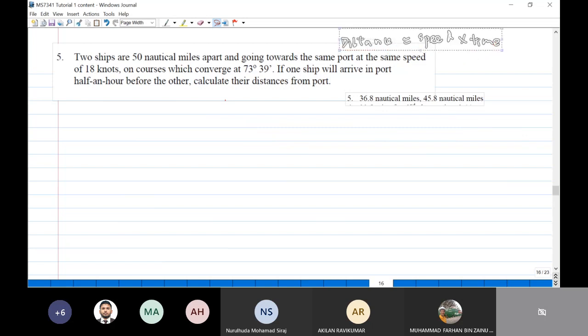Let's do the question. This question is one of the hardest, very confusing. When I see students do it, especially first year students, I actually find it very difficult. There are two ships 50 nautical miles apart, going towards the same port at the same speed, 18 knots, on courses which converge at 73 degrees 39 minutes. So there is a lot of information there. One line actually has so much information.